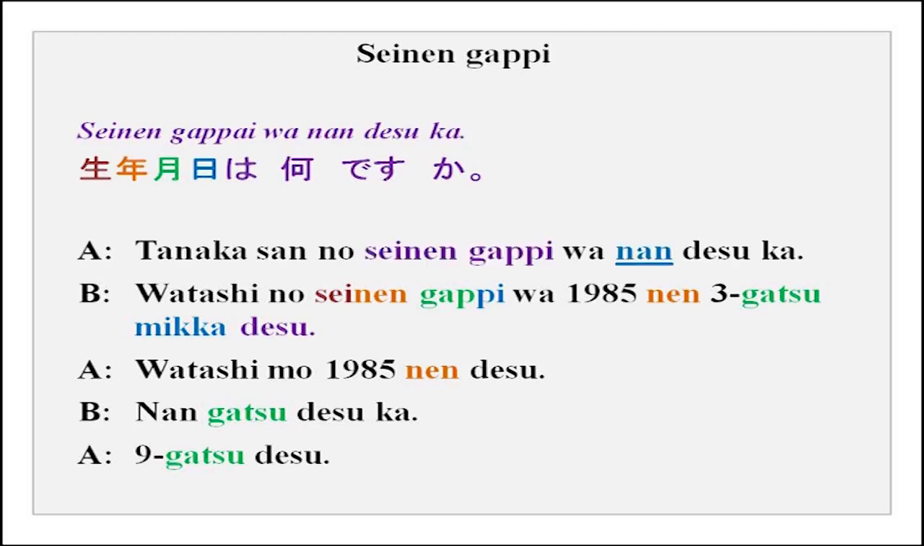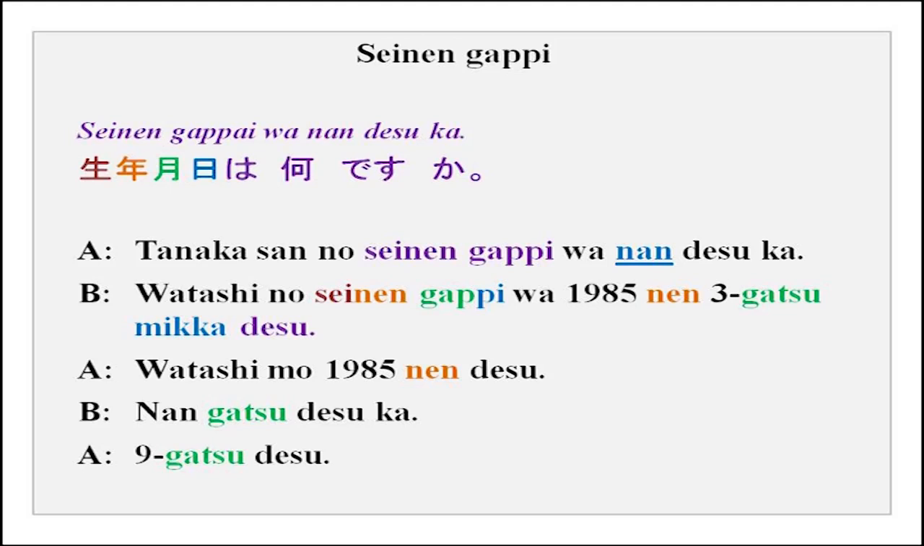Tanaka san no seinen gappi wa nan desu ka? Watashi no seinen gappi wa 1985年 3月 3日 です。 私も1985年です。何月ですか? 9月です。 So well, you can see over here very clearly how to ask for seinen gappi or your date of birth, someone's date of birth.